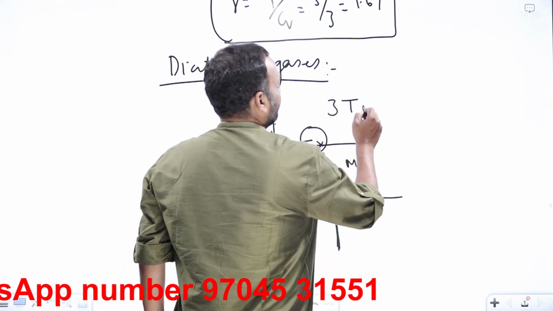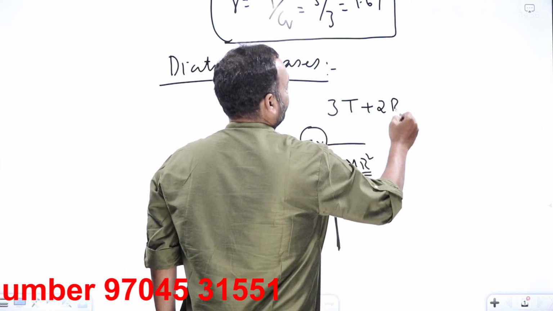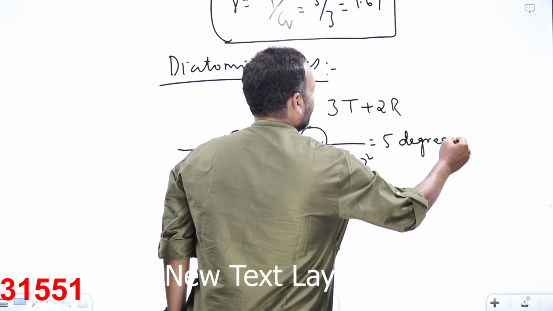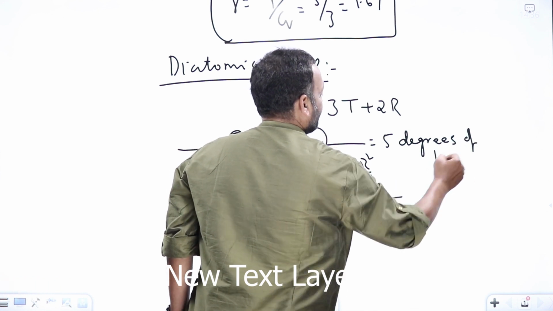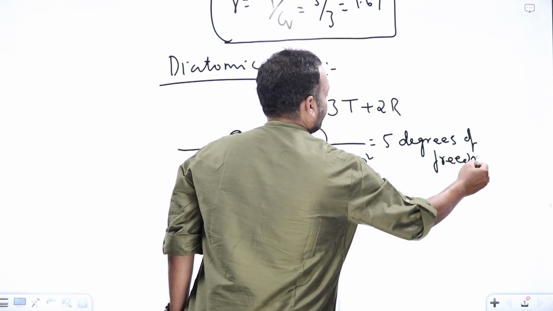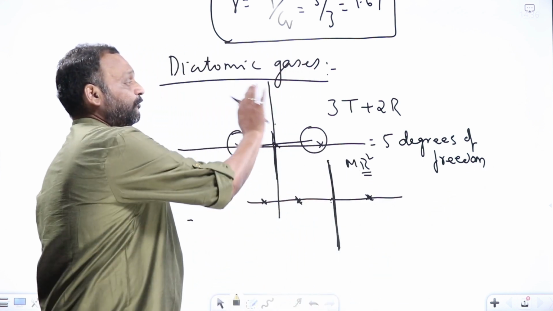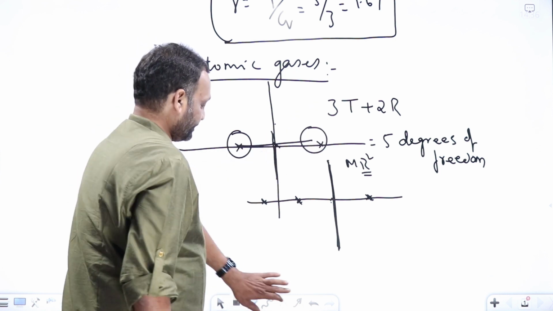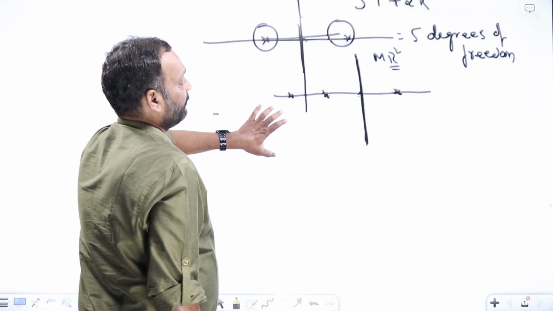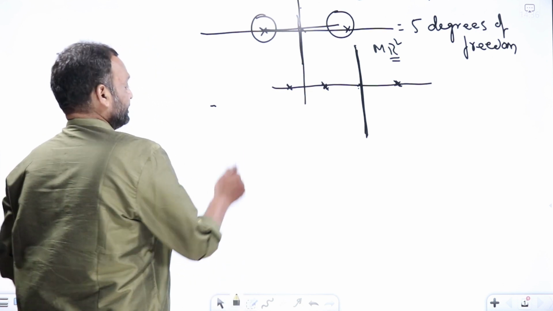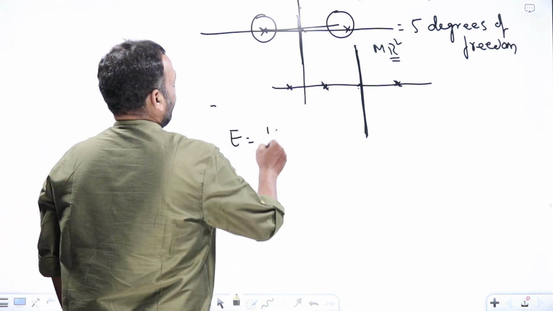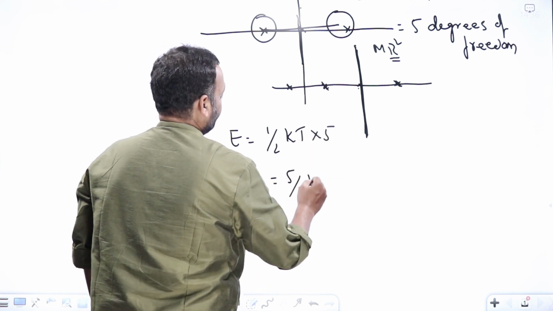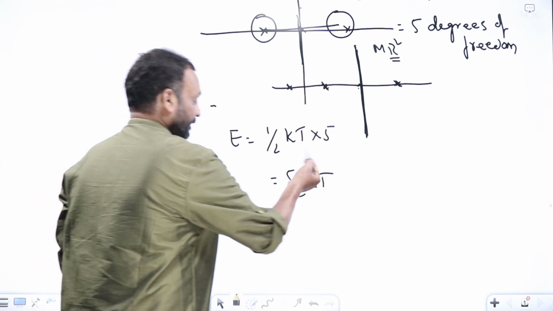So there are 3 translational plus 2 rotational degrees of freedom, totally 5 degrees of freedom. Diatomic molecule on the whole has 5 degrees of freedom. Now for each degree of freedom average energy is half kT. So for 5 degrees of freedom, the total average energy E equal to half kT into 5, that is equal to 5 by 2 kT. This is for one molecule.